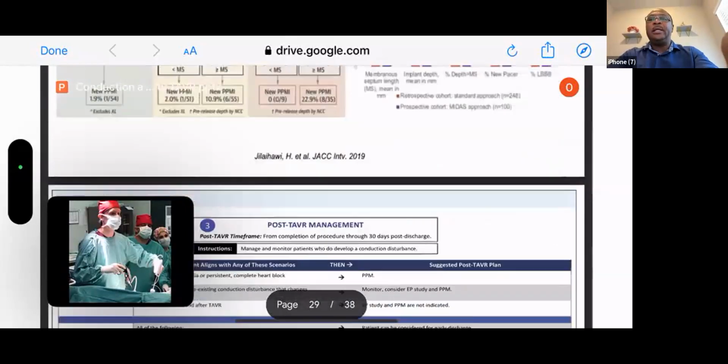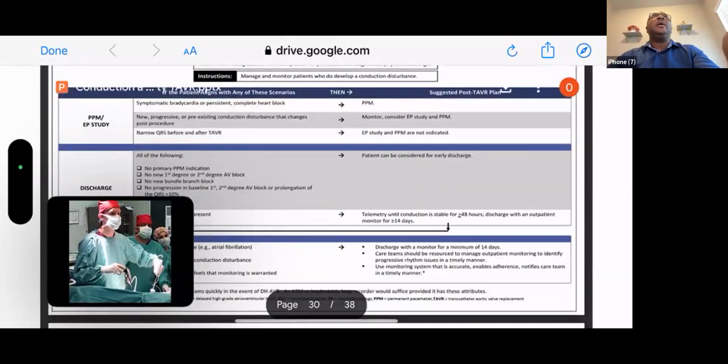All right, the next is the post-TAVR management. If they have symptomatic bradycardia, high degree block, or complete heart block, they need a permanent pacemaker. We put it in before the patient leaves the hospital. If they have new, progressive, or pre-existing conduction disturbances that change post-procedure, we can monitor, consider an EP study, or put in a permanent pacemaker, maybe if the left bundle branch block is more than 160 milliseconds. Also, with a narrow QRS before and after TAVR, an EP study is not indicated.